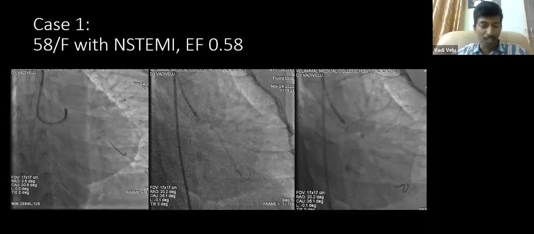So we will try to see some of these complications in some of these patients. There will not be any lecture slides. All the slides will be angiographic slides, and I will also try to take some input.